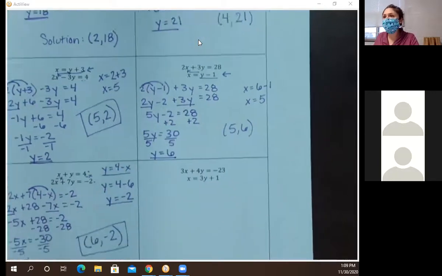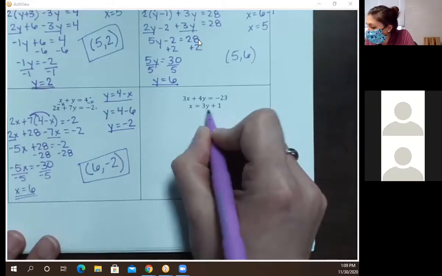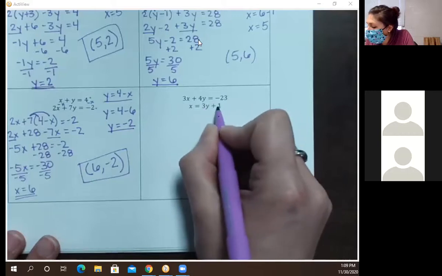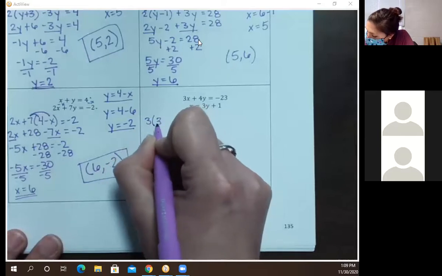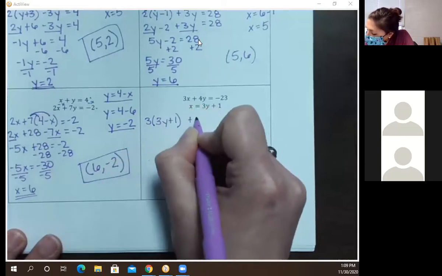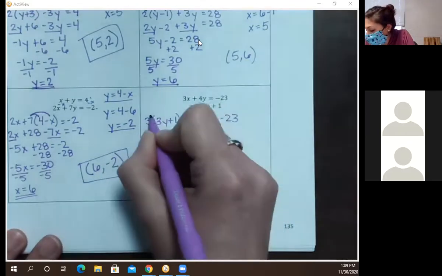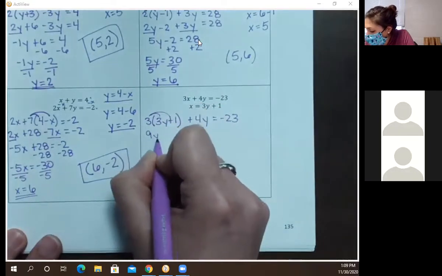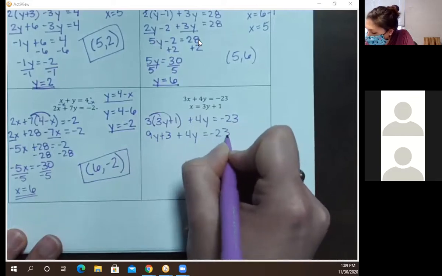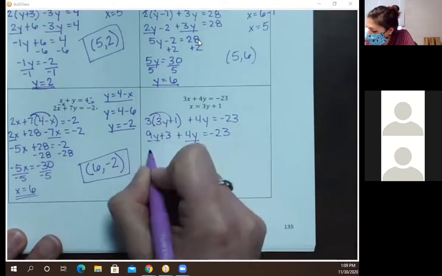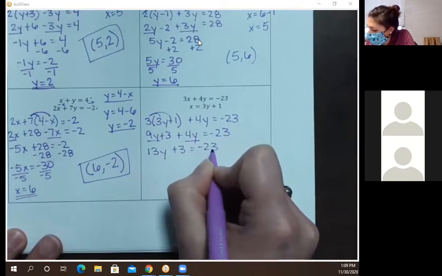Okay, we have one more example on this page, this problem down at the bottom. Again, in my second equation, I have x by itself, so we're going to take this stuff, 3y plus 1, plug it in for x in that top equation. So we've got 3 times (3y plus 1) plus 4y equals negative 23. Distribute. So 9y plus 3 plus 4y equals negative 23. Combine like terms. That would be 13y plus 3 equals negative 23.